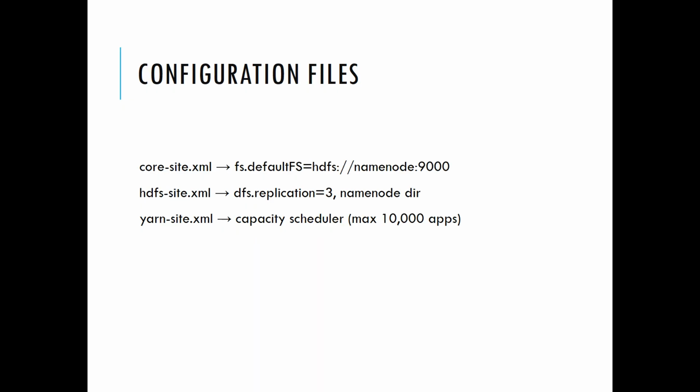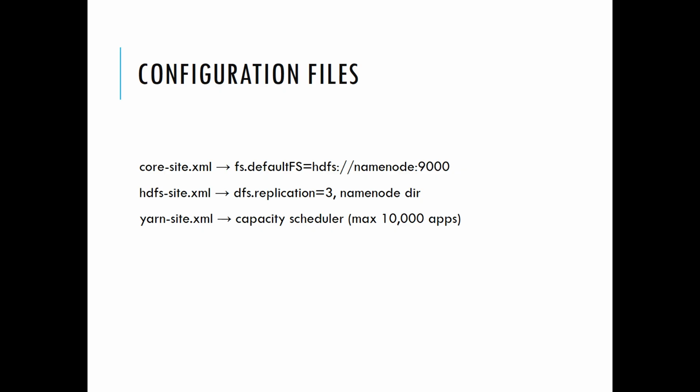The core-site.xml file defines core properties, most importantly fs.defaultFS, which is set to hdfs://namenode:9000 to tell all clients where to find the name node. In hdfs-site.xml, you set HDFS-specific properties. This includes the replication factor, dfs.replication equals 3, and the directories where the name node and data nodes store their metadata and data. The yarn-site.xml configures the resource manager.